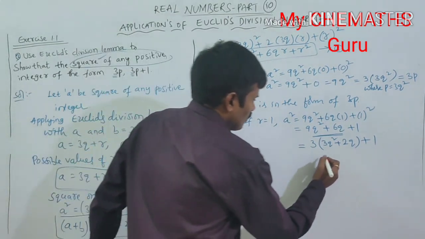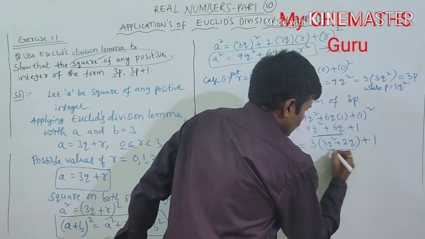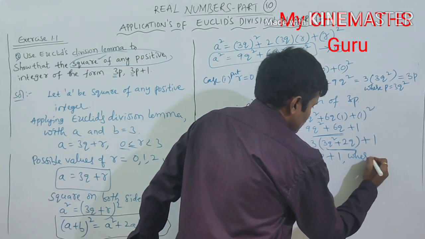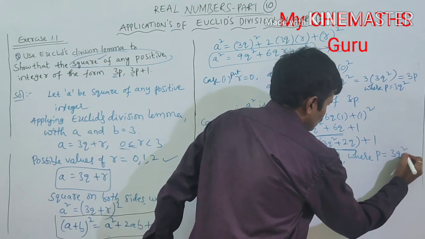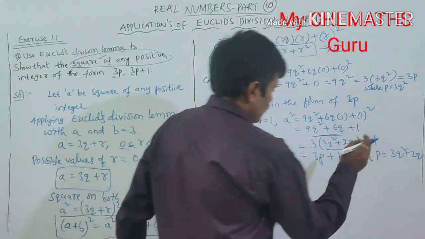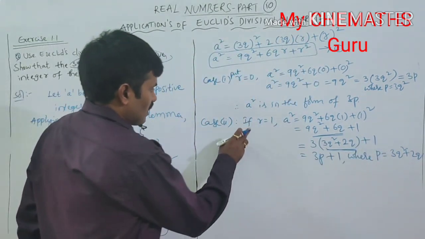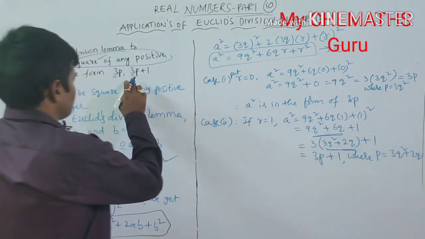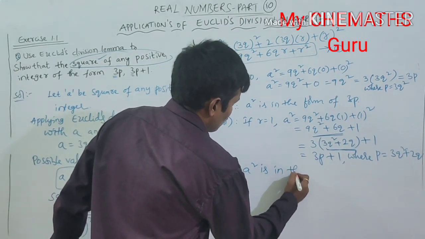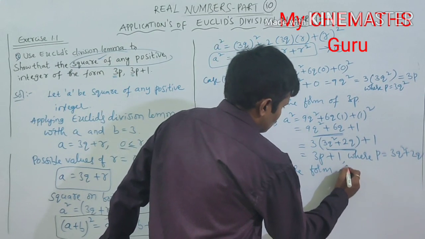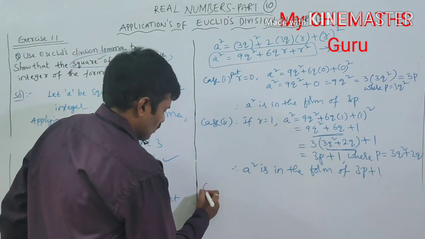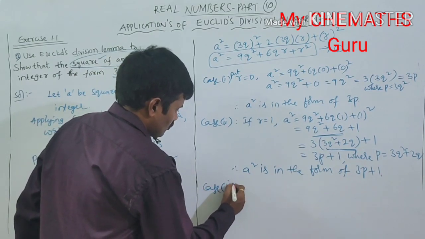Now consider this 3q² + 2q as some letter p, where p = 3q² + 2q, where q is an integer, so p is also an integer. So here also, for r = 1, we got the form 3p + 1. So we can say that in this case a² is in the form of 3p + 1. Yes. Now case 3. Check for r = 2.